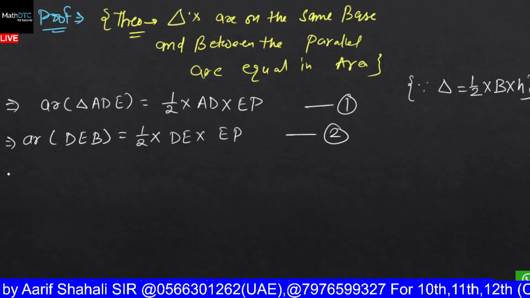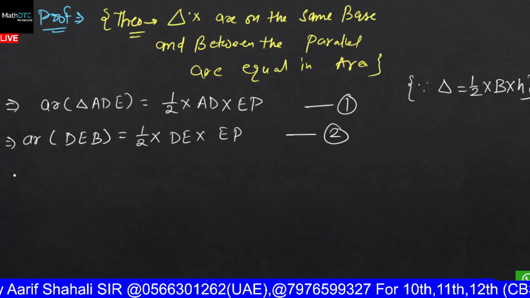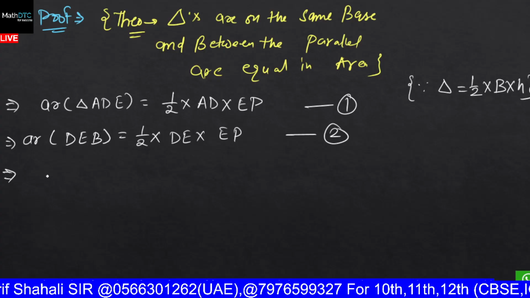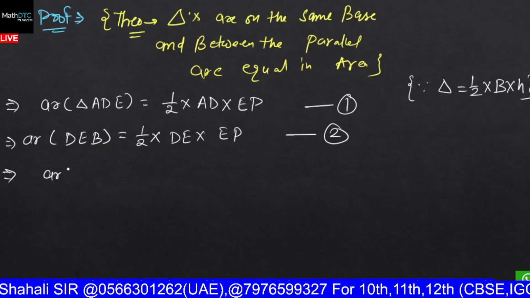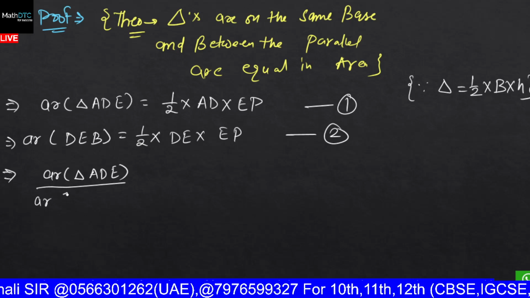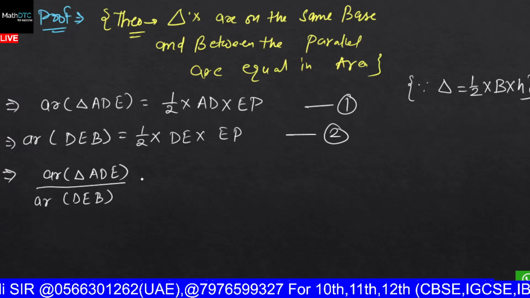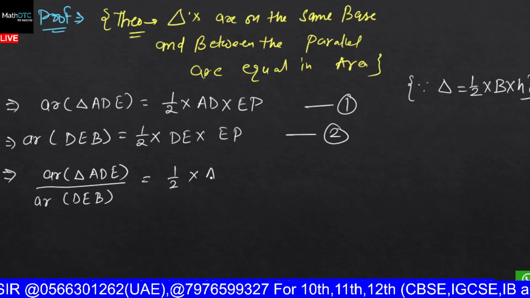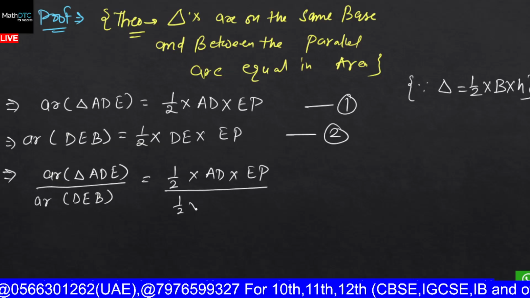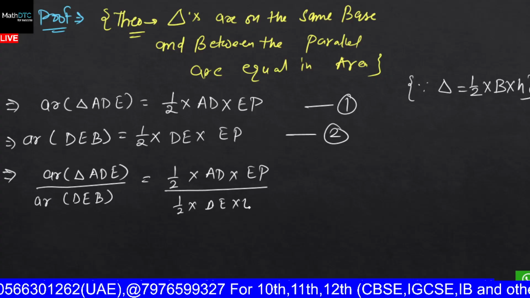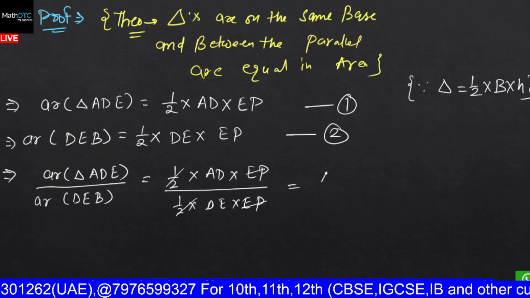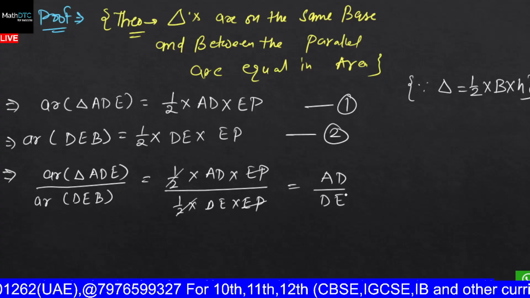Now again we are going to discuss. Take a ratio of the equation 1 and 2. So the area of triangle ADE over area of triangle DEB is equal to half of AD into EP upon 1 by 2 DE into EP, right? So 1 by 2 cancels out, EP cancels out. From here I can write down AD over DE, equation number 3.